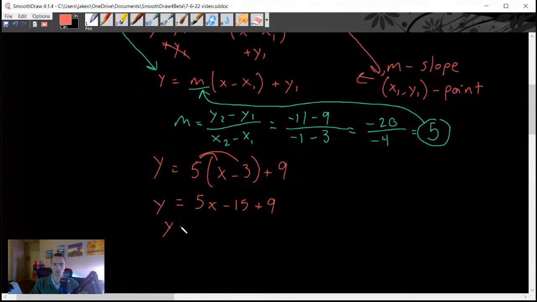And then from there, you can basically just combine your like terms. So 5x, there's no other x terms, so we're still just going to have 5x there. And then negative 15 plus 9 is going to leave us with minus 6. So y equals 5x minus 6 is going to be the final equation of this linear function that goes through those 2 points in the slope-intercept form.